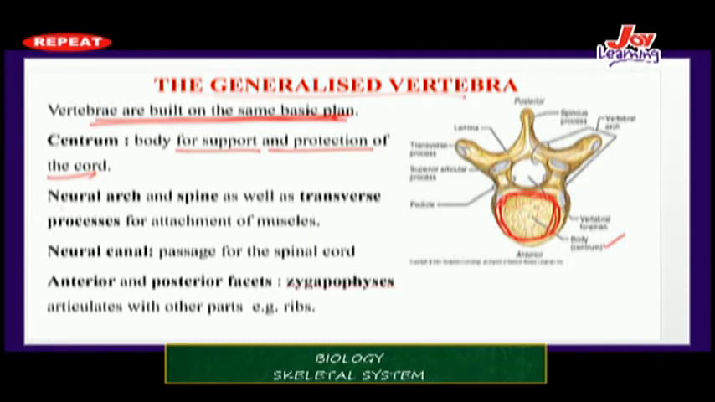Then we have the neural arc, the spine. This region we have here is giving us the arc. This is the neural spine. Take note. Then we have transverse processes. Now, when we're talking about bones and you see processes, we're only talking about extensions. So we talk about the olecranon process, the odontoid process, the transverse process.